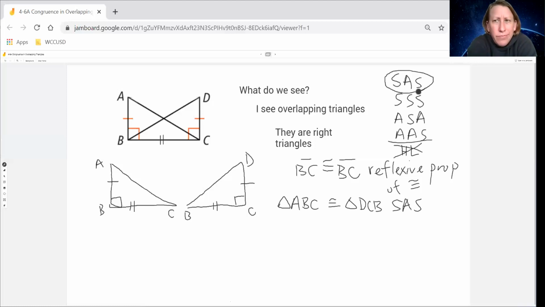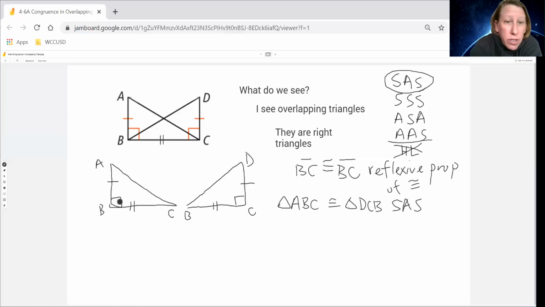Okay. Is there anything else I could say about this figure? Anything else I see? I see right triangles. I see they're congruent by side angle side. I see that they overlap at BC. One other thing that I did not do a super good job explaining to you guys is that after you show that a pair of triangles are congruent, you can pick off other information. So we already know that these sides are the same and these sides are the same and these angles are the same. What else do I know?